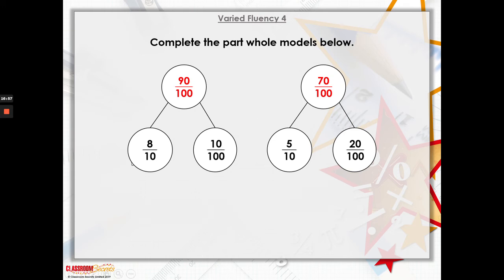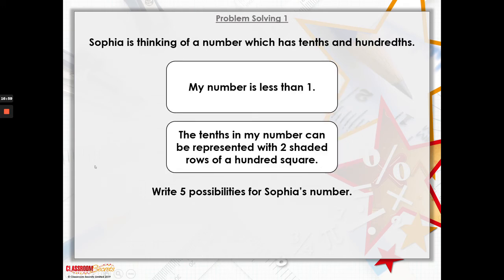Okay, so moving on to problem solving. Sophia is thinking of a number which has tenths and hundredths. So my number is less than 1. Okay, and the tenths in my number can be represented with 2 shaded rows of a 100 square. Okay, and it says here to write 5 possibilities for Sophia's number. Now, tenths and hundredths allow us to go less than 1.